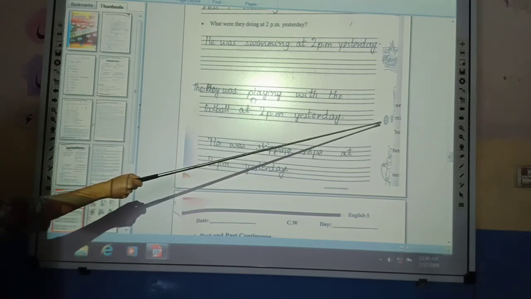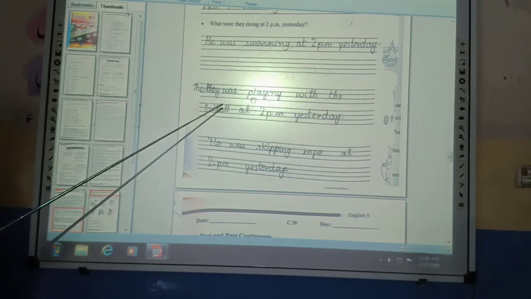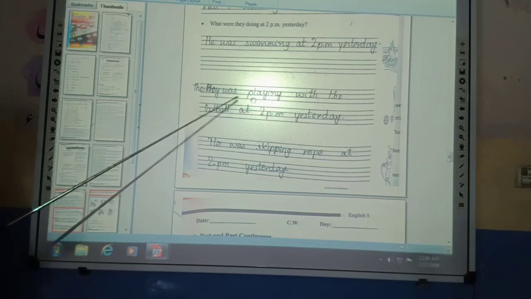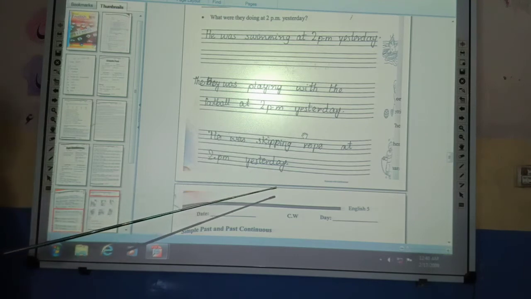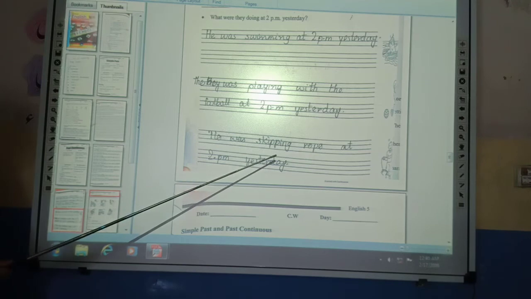He is playing with a football. So we will write a sentence by using past continuous tense. The boy was playing with a football at 2 p.m. yesterday. And he is skipping rope. He was skipping rope at 2 p.m. yesterday.